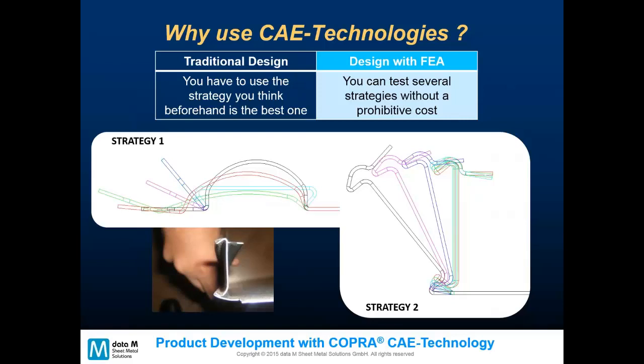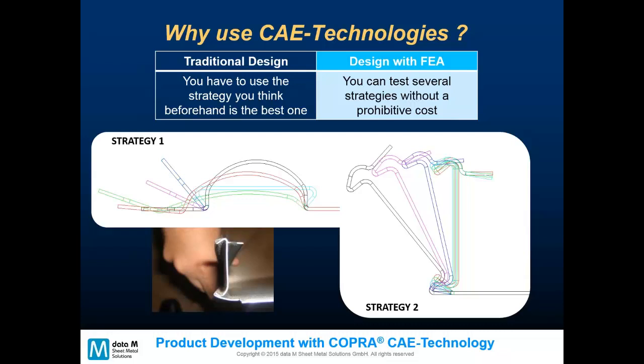With the traditional approach, quite often we have to use the strategy that we think beforehand is the best one. Maybe it's a strategy we're used to using or we've used in the past. And due to the associated costs, new or alternative ideas may not be considered at the design phase, and the preferred, easier approach or the known examples are used, which may not be the best solution, of course.